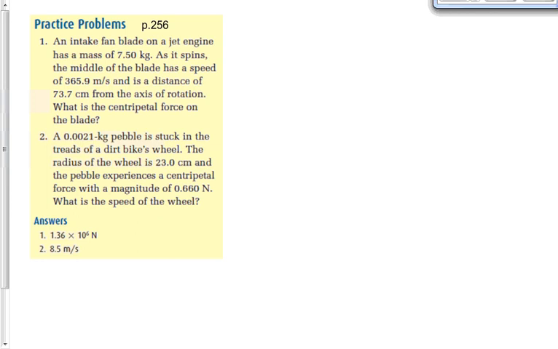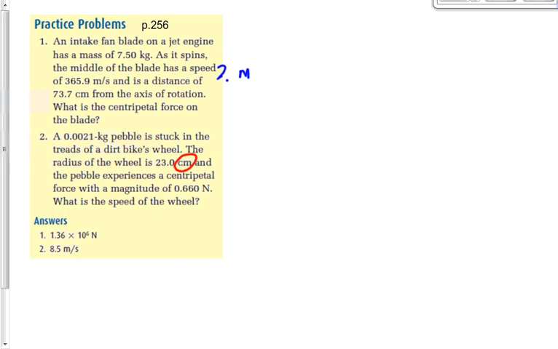All right, we'll take a look at number 2. It says a 0.0021 kilogram pebble is stuck in the treads of a dirt bike's wheel. The radius of the wheel is 23 centimeters. We don't like that right away. We want to draw attention to that because we know we're going to make that in meters. Centripetal force, 0.660 newtons. What's the speed of the wheel?